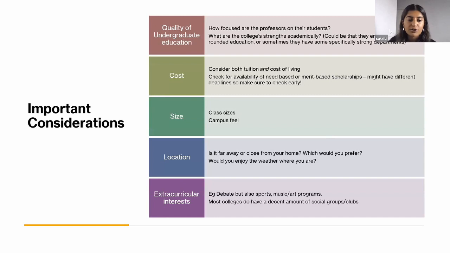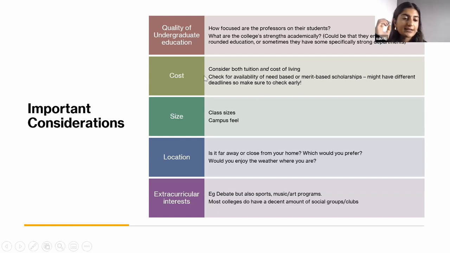And what are the college's strengths academically? No matter what type of college it is, they could be emphasizing a well-rounded education, or sometimes they have really strong departments. Especially if you want to do something in STEM, definitely make sure that they have a strong engineering department or physics department if that's something you're interested in, because those are sometimes specialized.